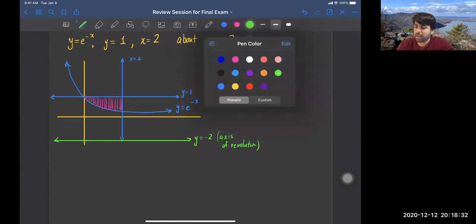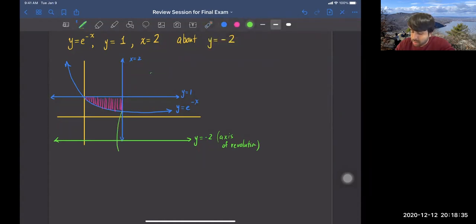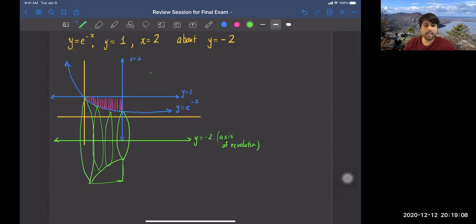So then what's the new shape going to look like? It's going to look something like this. It's like a little volcano, except that the volcano is hollow. Yeah, it looks something like this. Do you guys see that? Of course, my drawing is not what you would want to see. Do you guys see that?